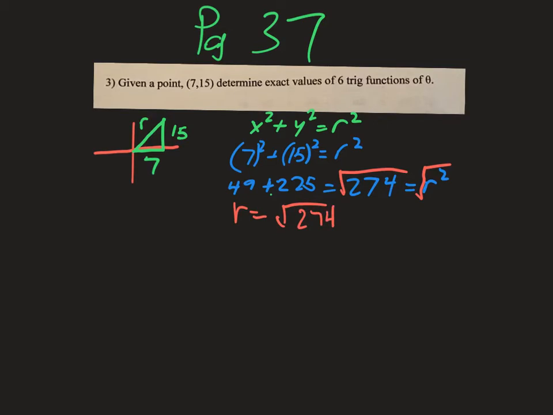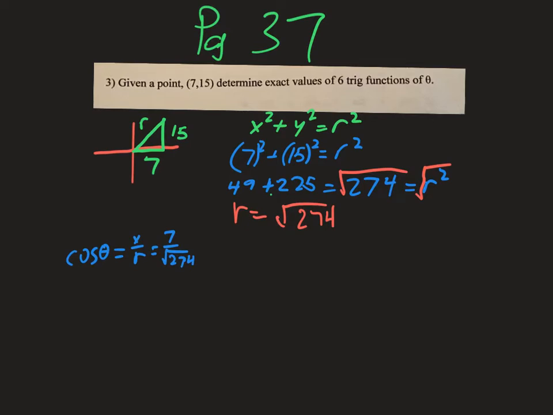So now that we've got r, we've got x, y, and r, all three possible values, we're just gonna go to the sine and cosine definitions, right? x over r, y over r, and so forth. And we're going to go ahead and plug everything in, okay? So cosine theta is x over r. And if I plug that in, I'm going to get 7 over square root 274, okay?